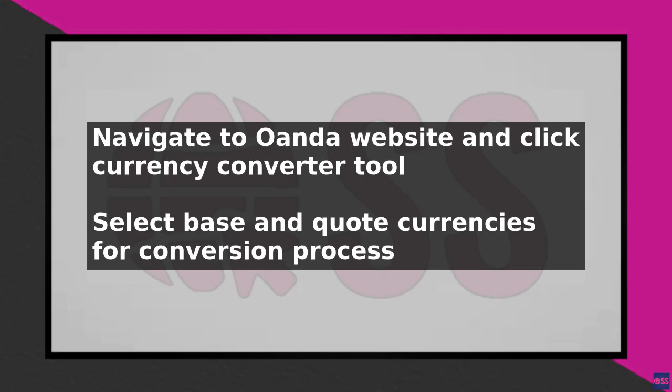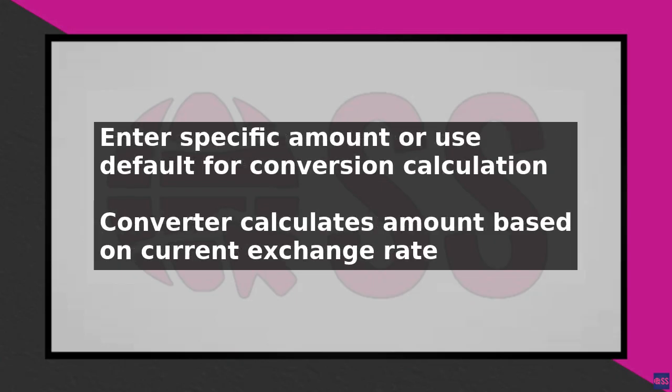The next step is to select the currency you want to convert from, which is known as the base currency, and the currency you want to convert to, which is known as the quote currency. For example, if you want to convert US dollars to euros, you would select US dollars as the base currency and euros as the quote currency.